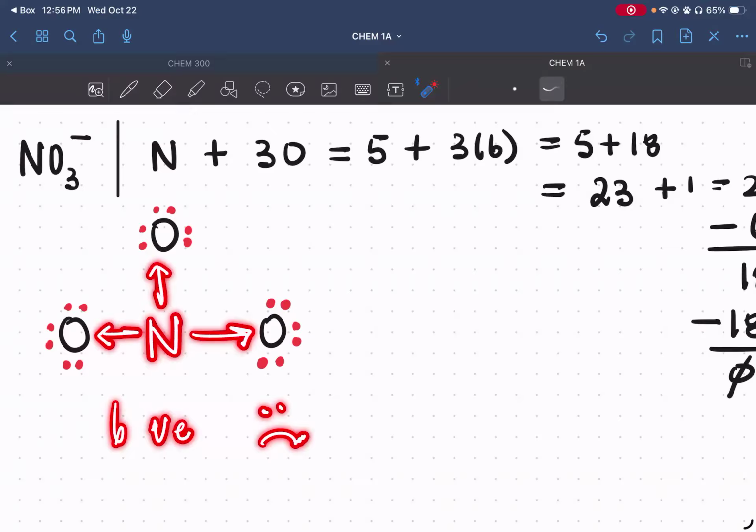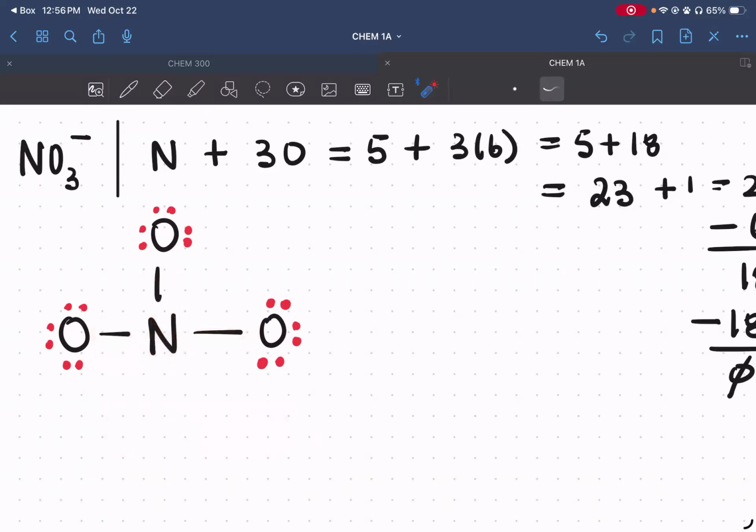Does it matter which oxygen we borrow from? No, they're all identical at this point, so it doesn't matter which one we borrow from. I'm arbitrarily going to pick the one on top. I'm going to say that this lone pair over here on the right gets converted into a double bond.